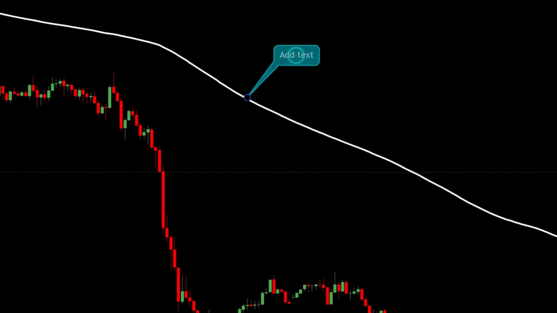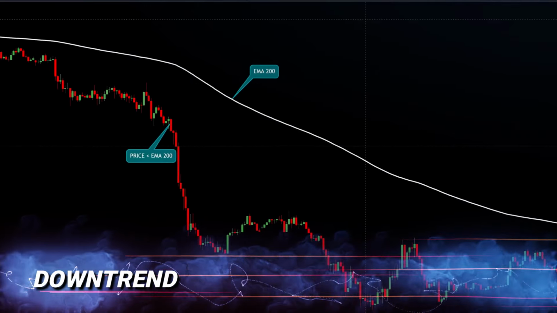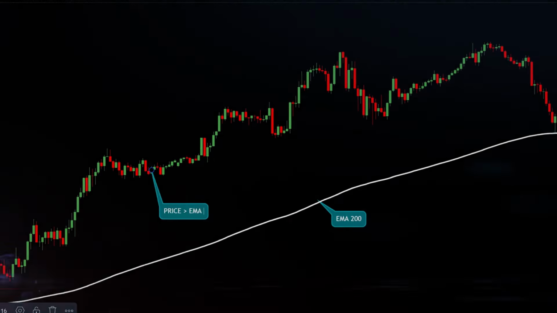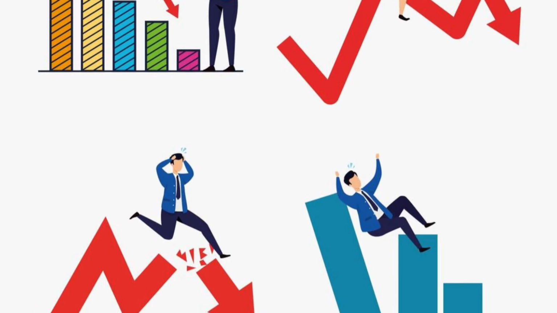When the price candles are below the 200 EMA line, you're in a downtrend. Conversely, if they're above the line, it's an uptrend. Don't worry, we'll keep things straightforward.